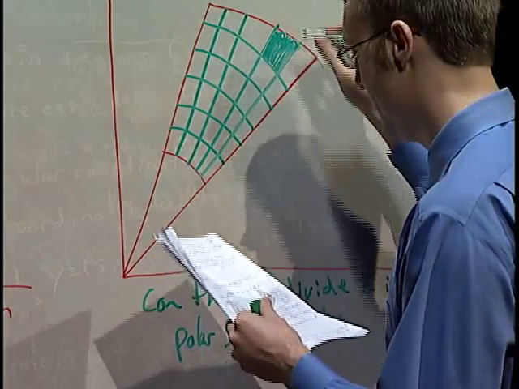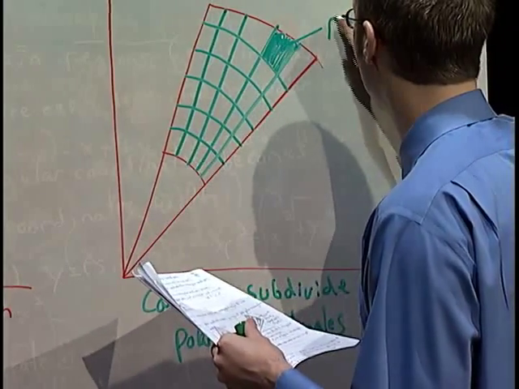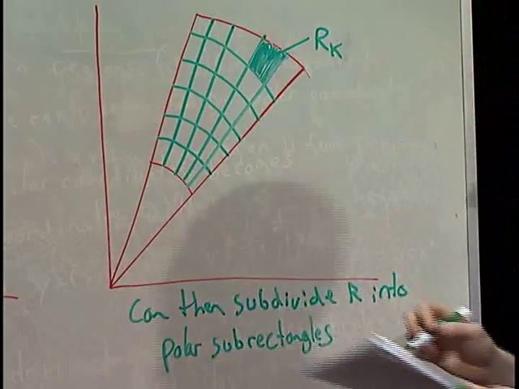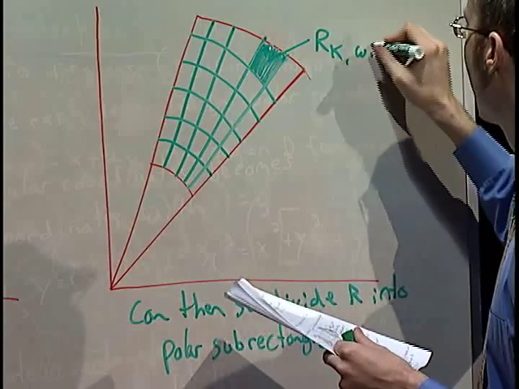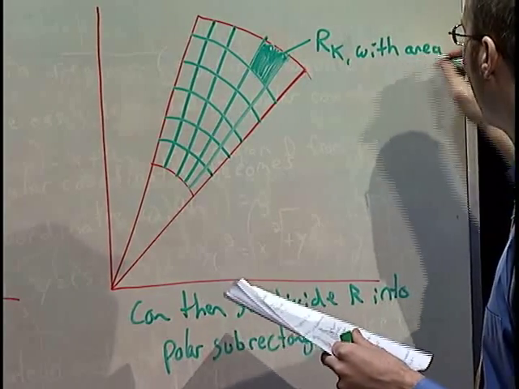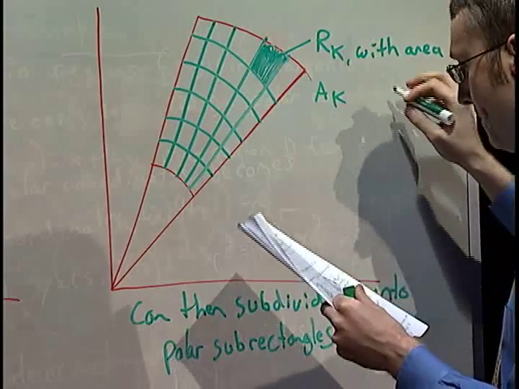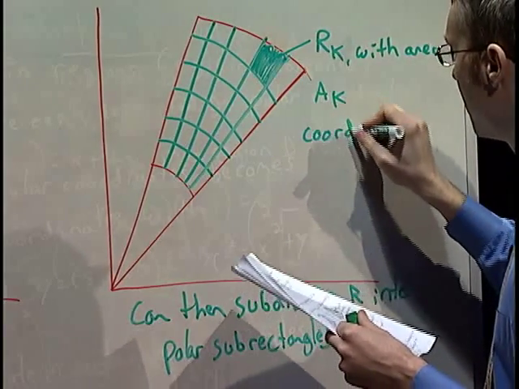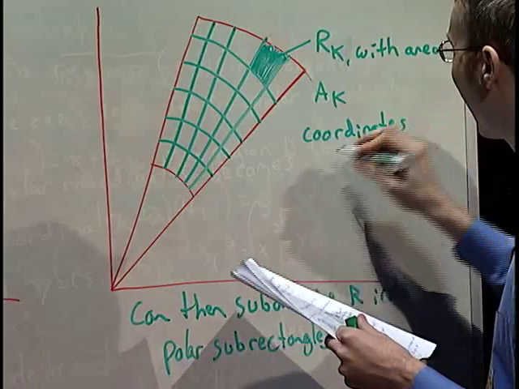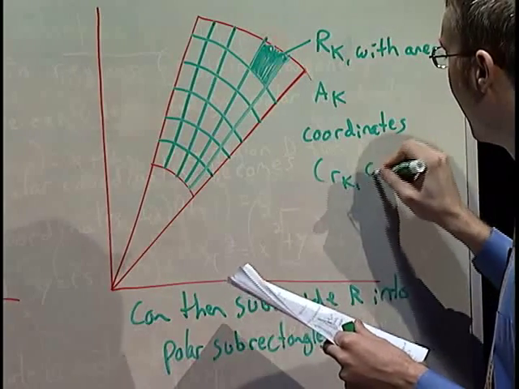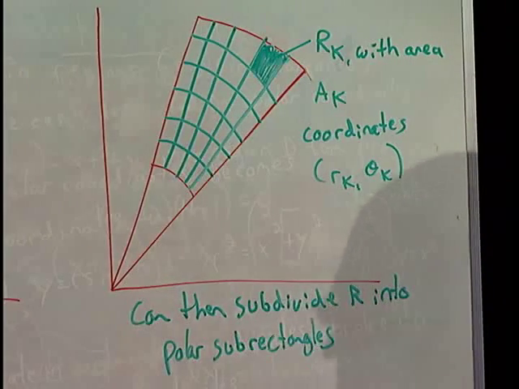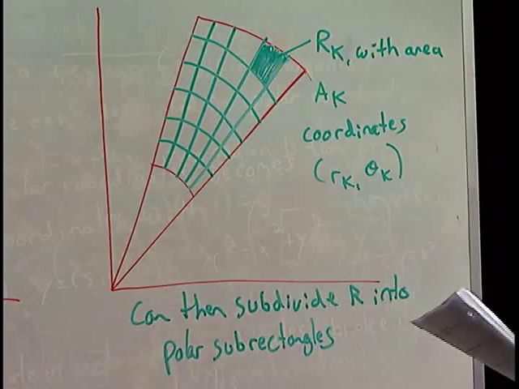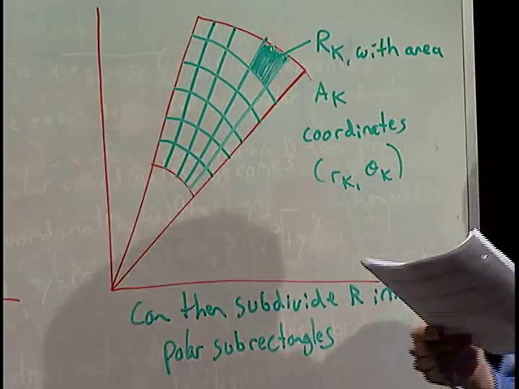Let's take a typical one, say that guy right there. And we're going to number these, and numbering doesn't make a difference how we number them. We're going to call it R sub k. That one has area A sub k and coordinates little r sub k, little theta sub k. So there's a typical polar subrectangle with area A sub k and coordinates r sub k and theta sub k.